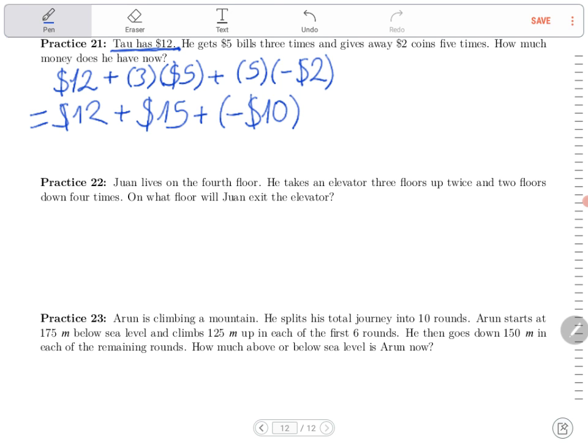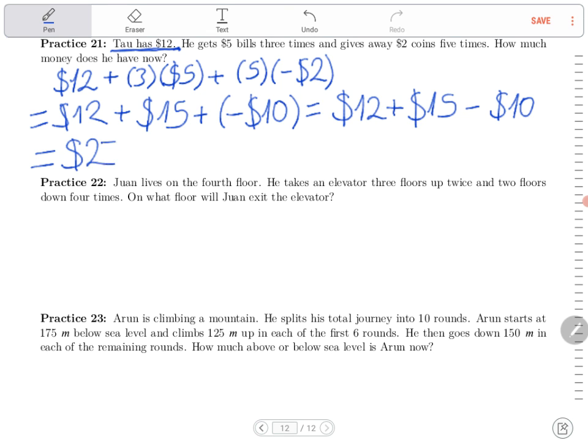But we know from before, right? Remember that adding a negative is the same as subtracting a positive. So we can rewrite this problem in the following way: $12 plus $15 minus $10. Now, from here on out, it's just a simple addition and subtraction problem. So we can start with 12 plus 15 and then subtract 10 from it. So we would get $27, right? That's 12 plus 15, minus $10. And then just do the final subtraction and end up with $17.